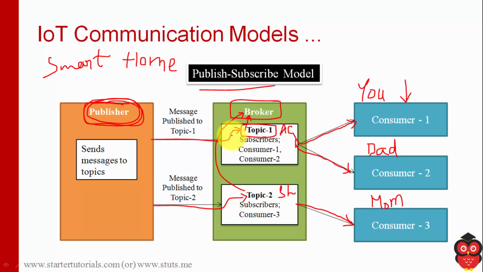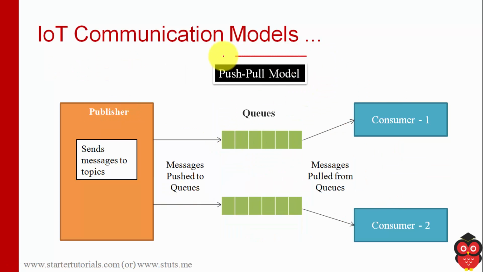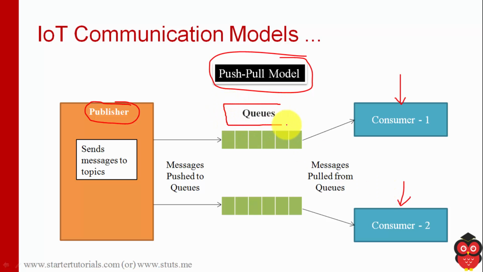Okay, right. And then we have the push pull model. So again, here we have three entities. Just like in the previous model, we have publishers and we have consumers. And instead of broker, now we have something called queues. A queue is a data structure which follows first in first out mechanism. So whatever data enters first into the queue, that is the first thing to leave.